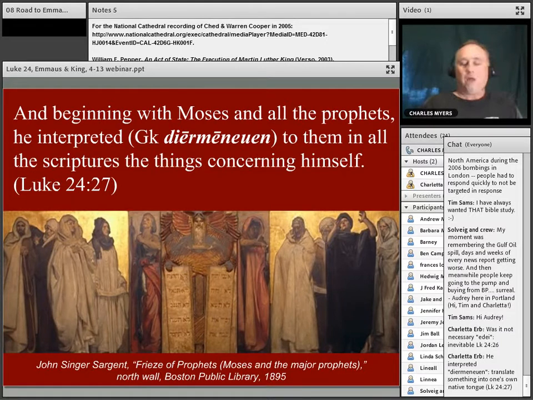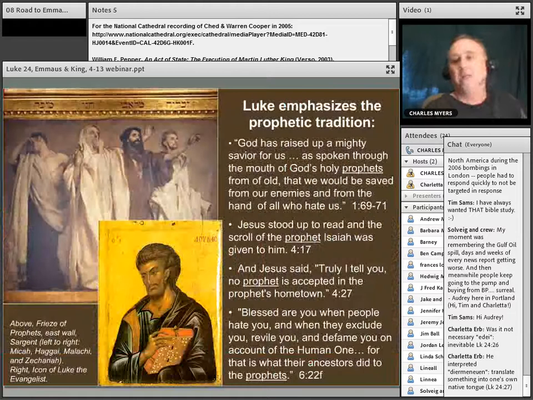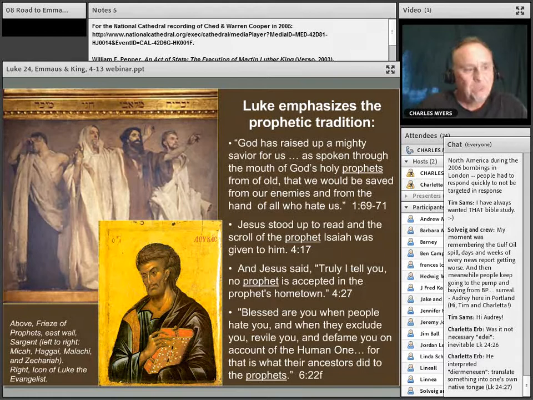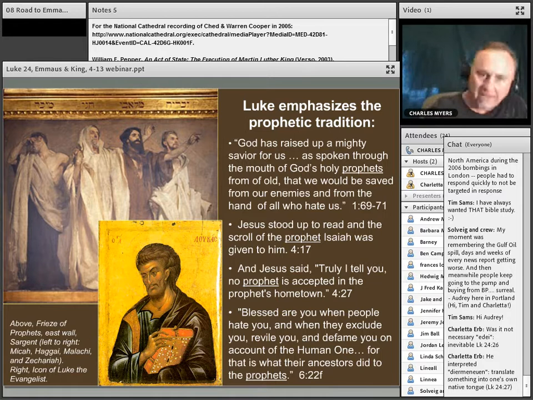More than any other gospel writer, Luke emphasizes Israel's prophets as his own interpretive lens. You see some of them here, from the Magnificat to Jesus' first sermon in the Nazareth synagogue, to Jesus' Sermon on the Plain. There's this consistent emphasis on the prophetic lens, the prophetic hermeneutic.